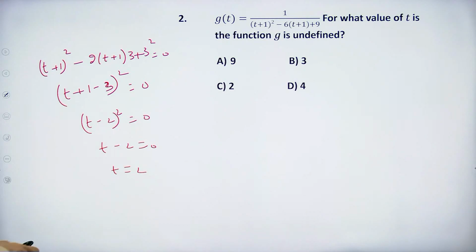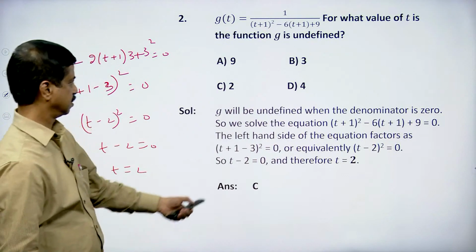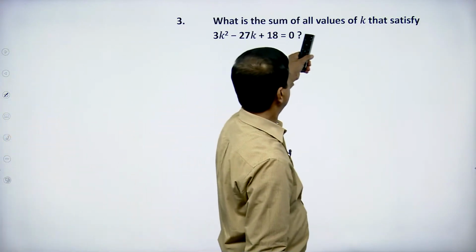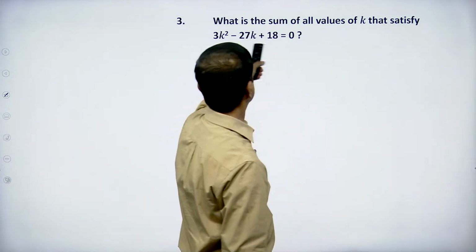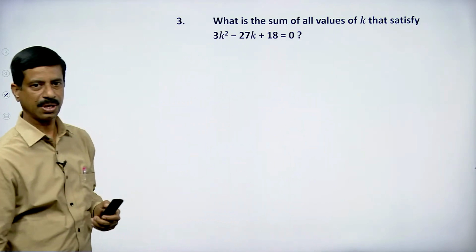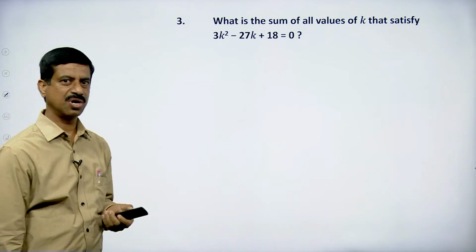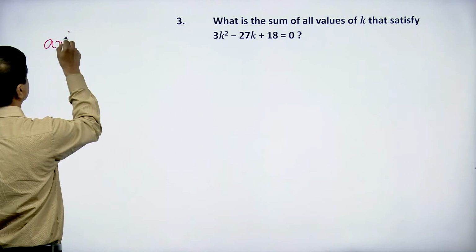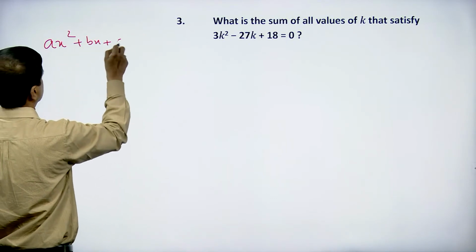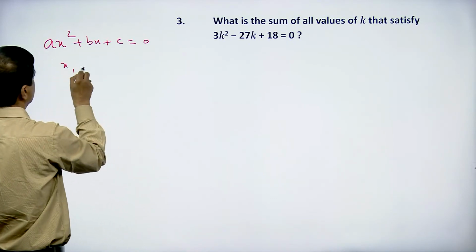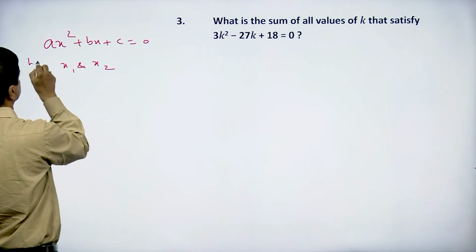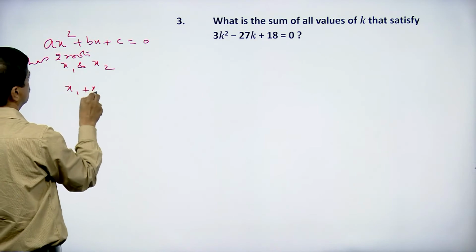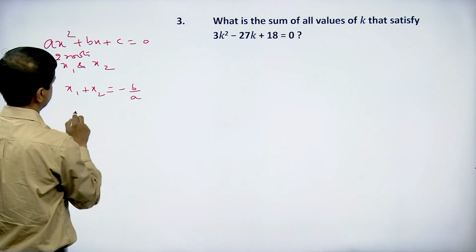Yeah, children, let us look at this over. Let's move to the next question. What is the sum of all values of k that satisfy this? Sum of all values of k means what? Sum of the roots. See, if ax square plus bx plus c equals 0 has two roots, x1 and x2, sum of the roots is what? Minus b by a, product of roots is c by a.